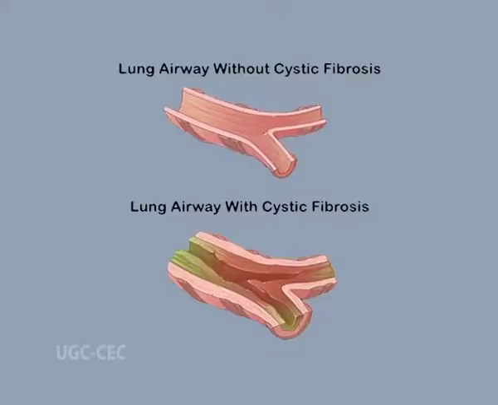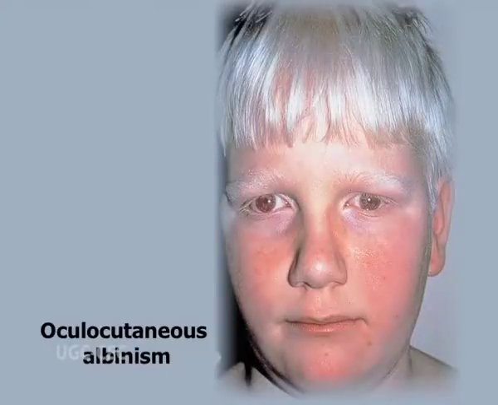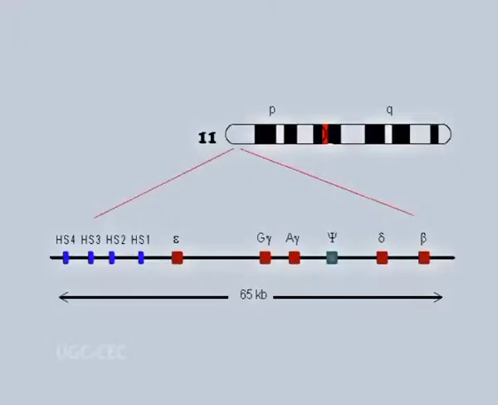Several other human diseases including cystic fibrosis, sickle cell anemia and oculocutaneous albinisms also exhibit an autosomal recessive inheritance pattern. Cystic fibrosis is associated with recessive mutations in the CFTR gene, whereas sickle cell anemia is associated with recessive mutations in the beta hemoglobin gene, that is the HBB gene.